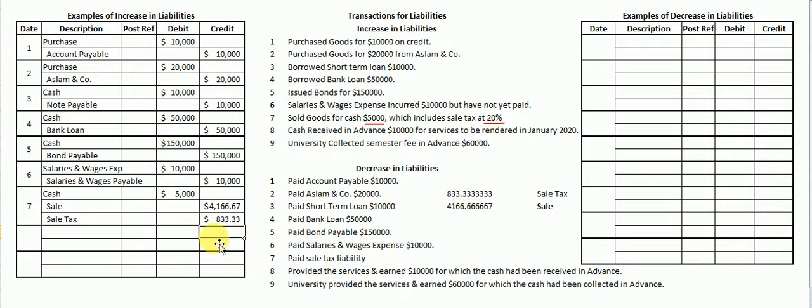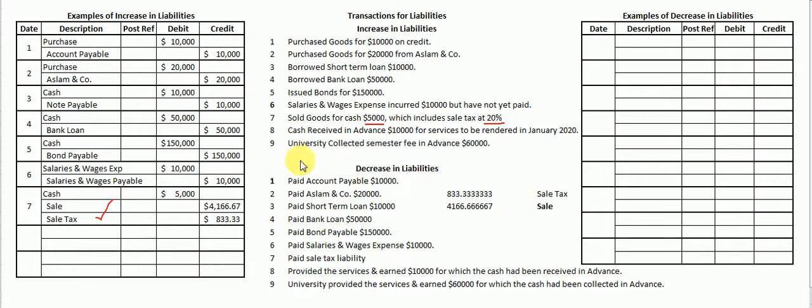833.33. So dear students, once again quickly, cash increased 5,000, and also our revenue increased, and in sales tax our liability increased. So this is another example of liability. Why? Because this sales tax does not belong to us, and it is to be paid to the government. It's another example of liability. Okay, number 8, cash received in advance, $10,000 for services to be rendered in January 2020.